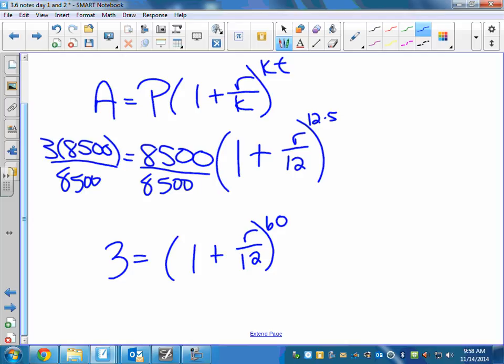Especially with R over 12, that'd be awful. 60 times. So what did you say? The 60th root. Can I just take the 60th root of both sides? Yes. The 60th root of something is the same as taking that number to the 1/60th power.